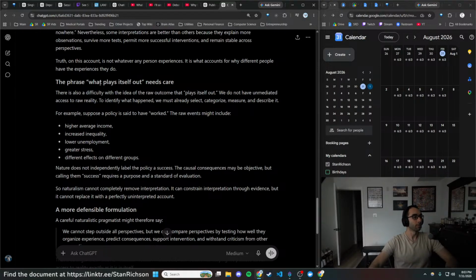But the phrase plays itself out needs care. There's a difficulty with the idea of the raw outcome that plays itself out. We do not have unmediated access to raw reality to identify what happened. We must already select, categorize, measure, and describe it, right? We have to interpret it.